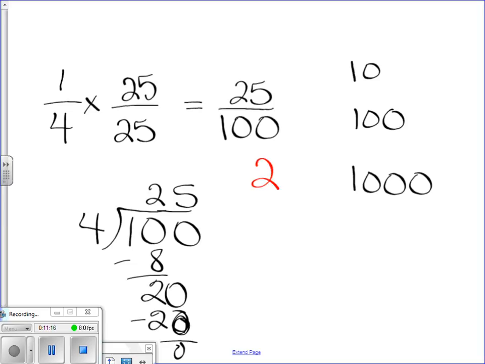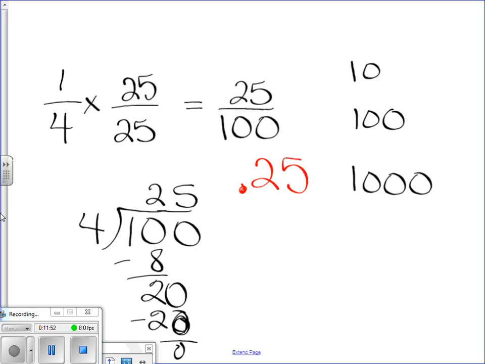So, 25. How many places am I moving my decimal in? 2. Start here: 1, 2, bang. 0.25. Where'd you get the 2 from? This 2? There are 2 zeros.